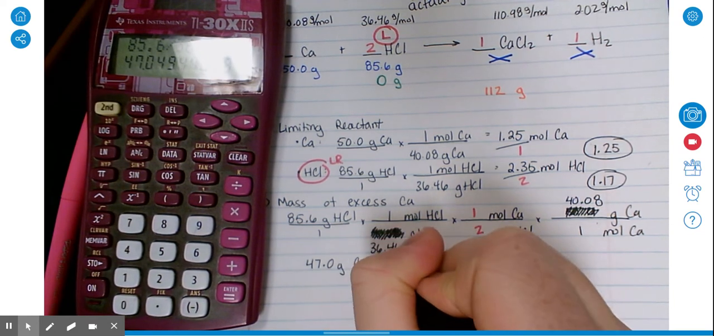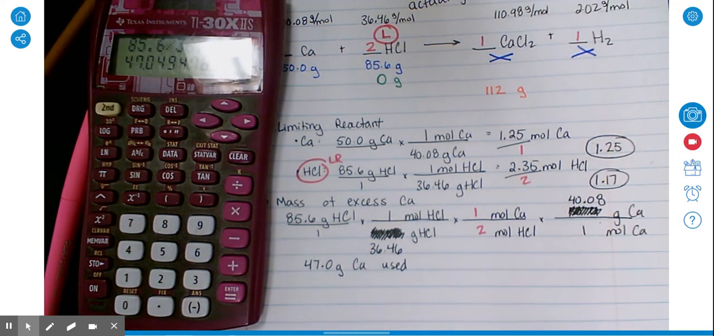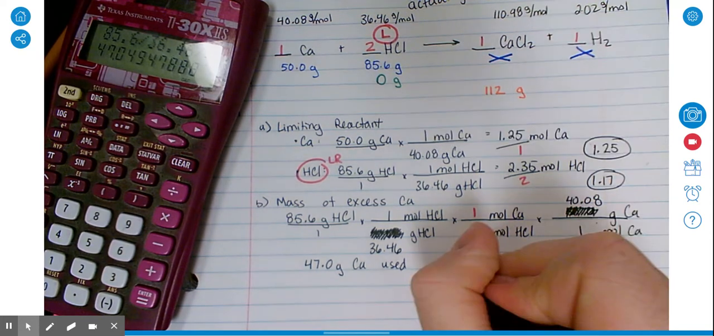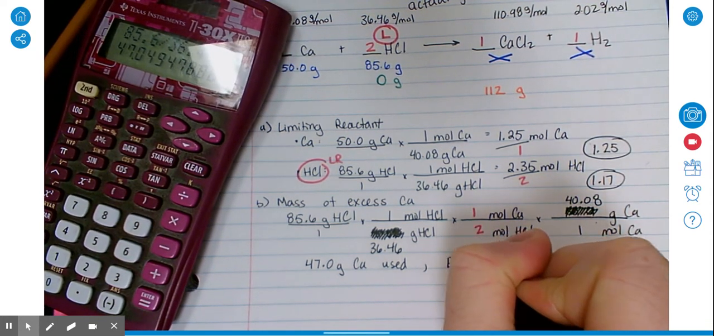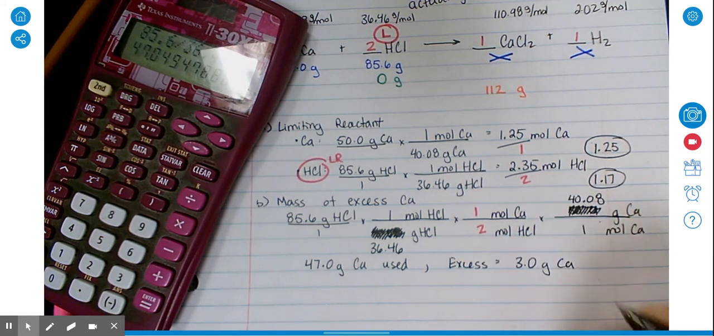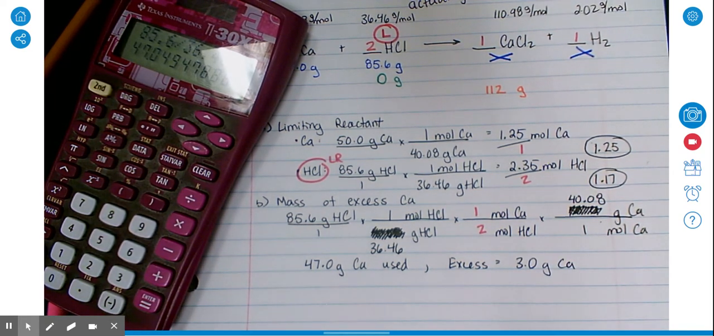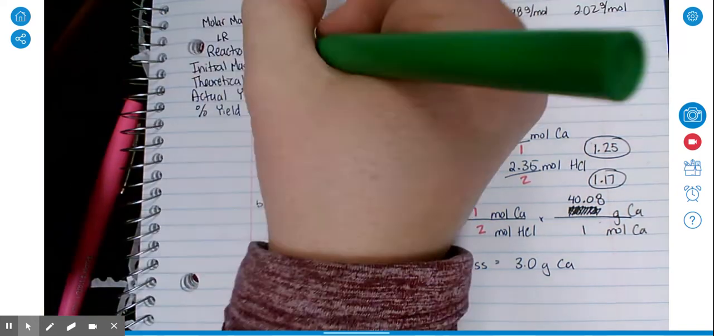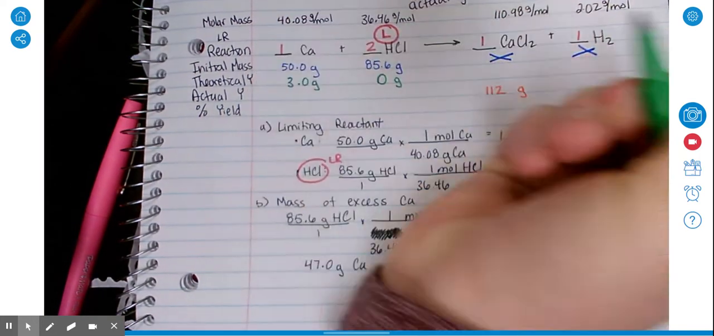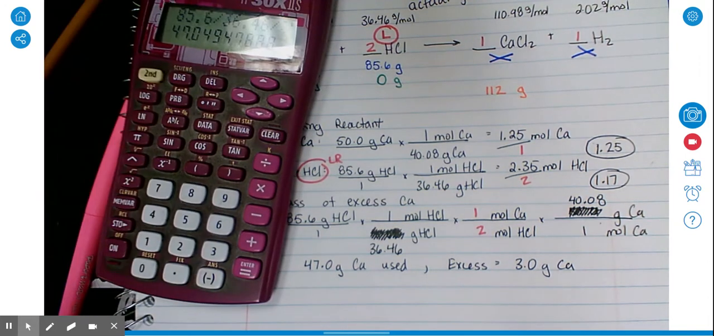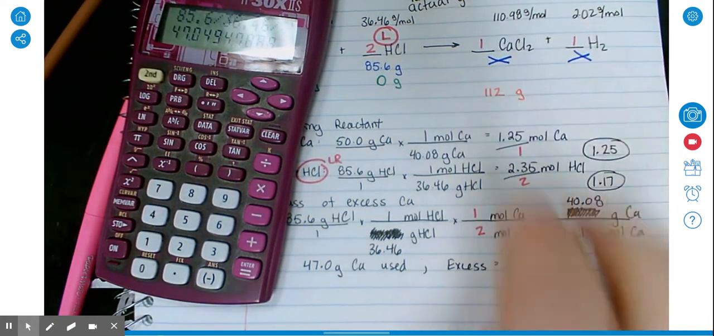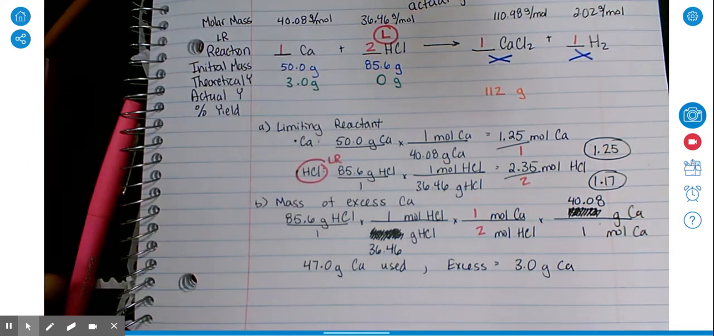of calcium used, which means my excess, I can just do that in my head, 50 minus 47 is going to be 3.0 grams of calcium. So that's going to be the mass of my excess reactant. 3.0 grams of calcium. Now I can calculate my theoretical yields for the calcium chloride and the hydrogen.